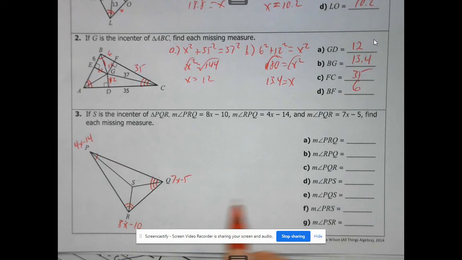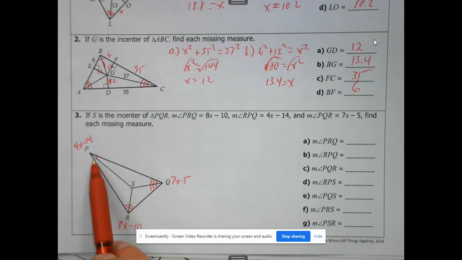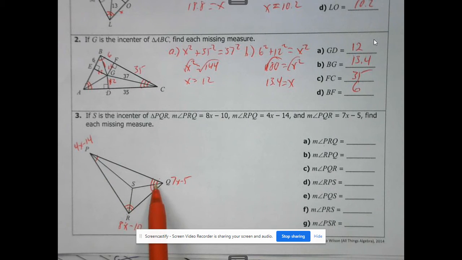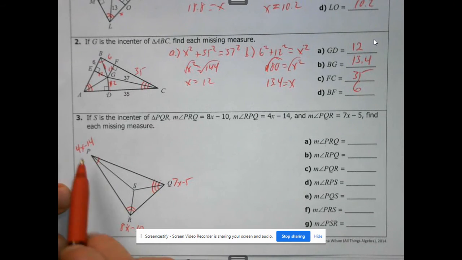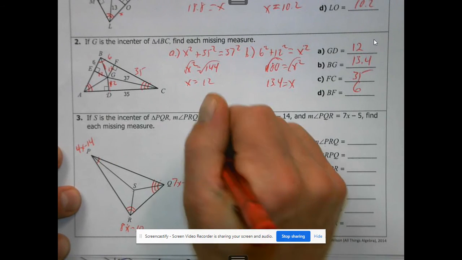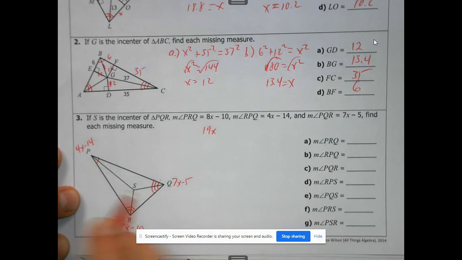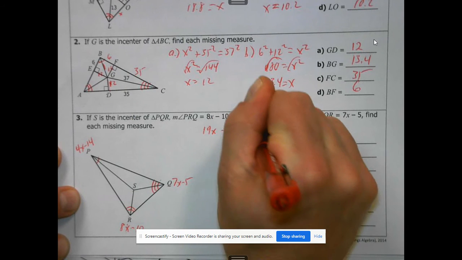All right, well, we have a triangle. And we know that if I add up all three angles of a triangle, it has to add up to 180. So what I'm going to do is combine all three of these terms and set it equal to 180. If I add up all my x's, I got 4x, 8x, 7x. That's 19x. Negative 14, negative 5, negative 10, negative 29 equals 180.